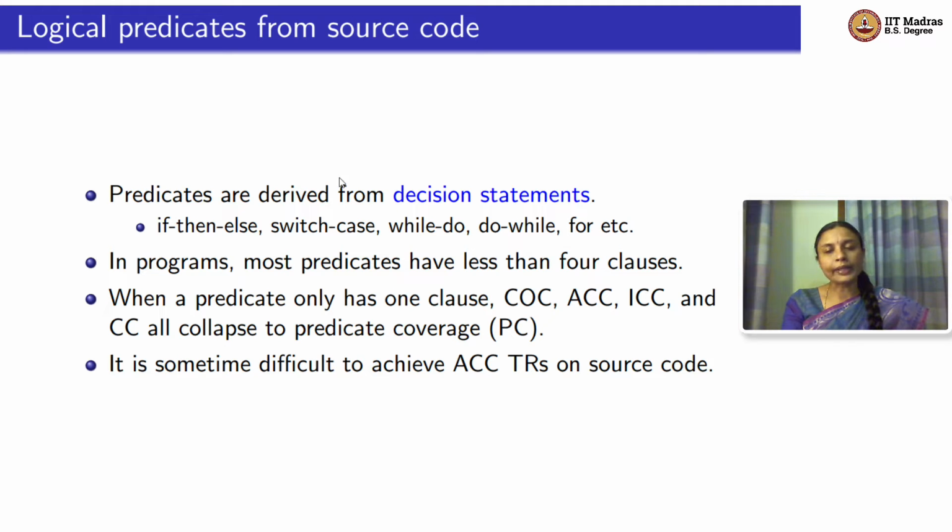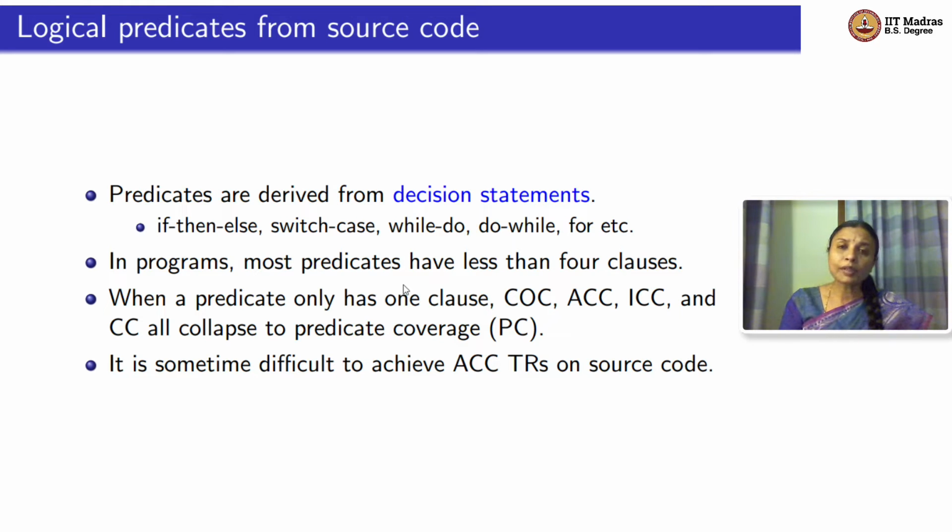So we know that predicates are derived from decision statements. We saw 2 examples of code, type of a triangle and thermostat, where there were many decision statements that had predicates in them. Most predicates in programs have less than 4 clauses, except in rare cases where you have safety critical software, safety critical control software, where the number of clauses can go very high. Most predicates in programs have 3-4 clauses in general, 2 clauses also.